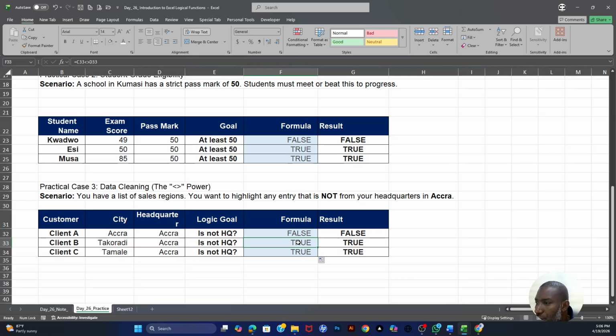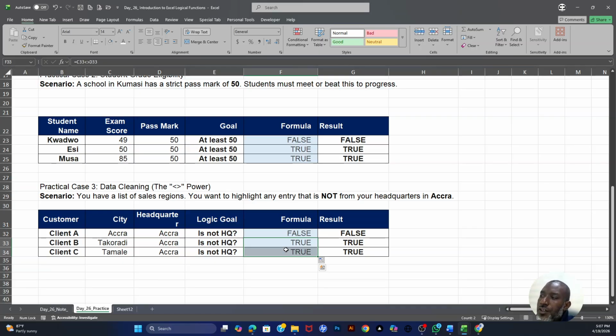And then for the two sales, the logic turns true, which means they are not from the headquarters. So if we are picking those sales that are not from headquarters, then we're going to pick client B and client C, the sales from Takoradi and Tamale. Those are not the headquarters. So this is how we do the logic.